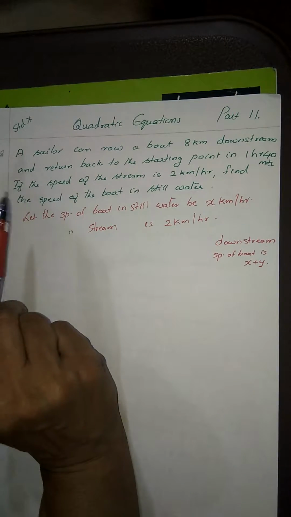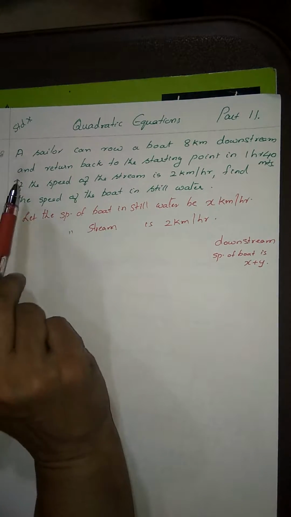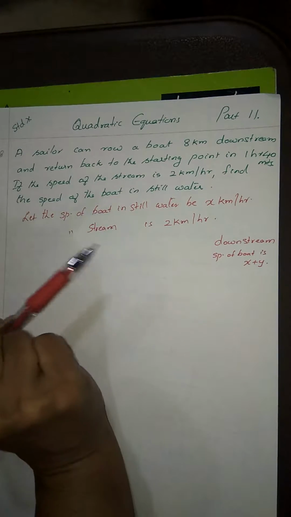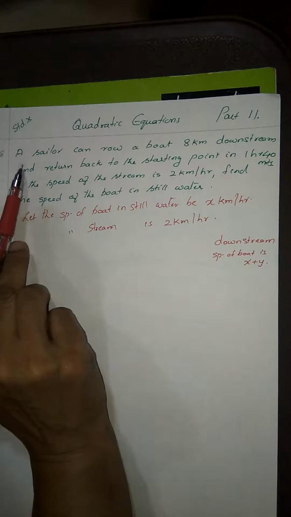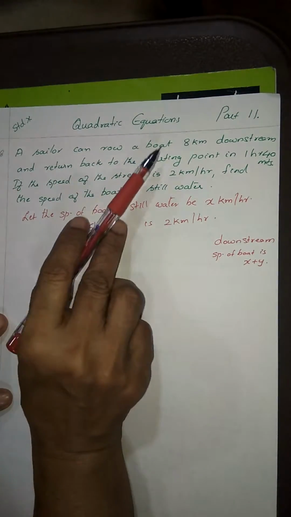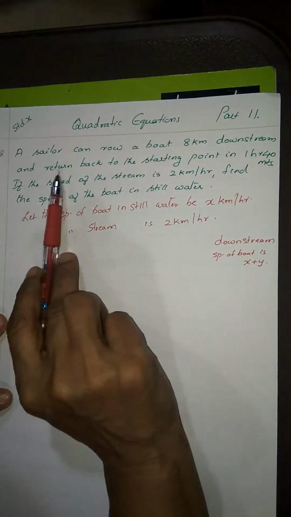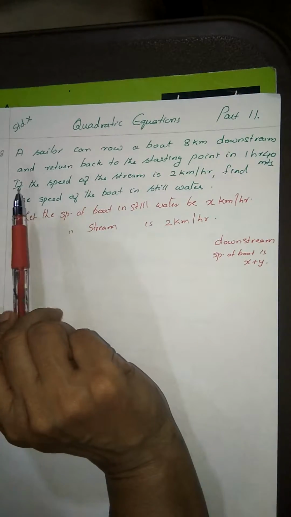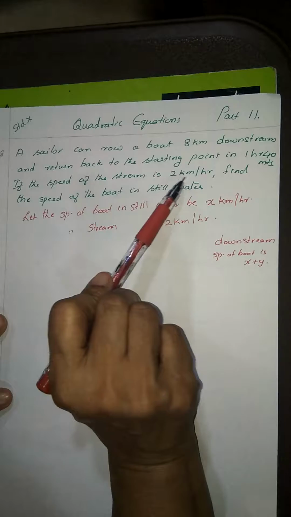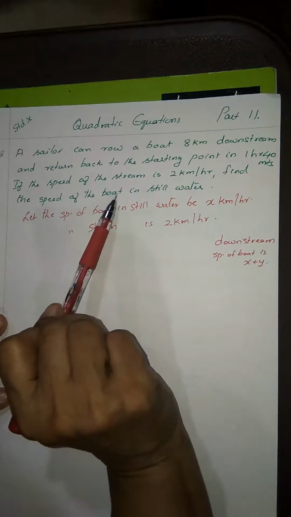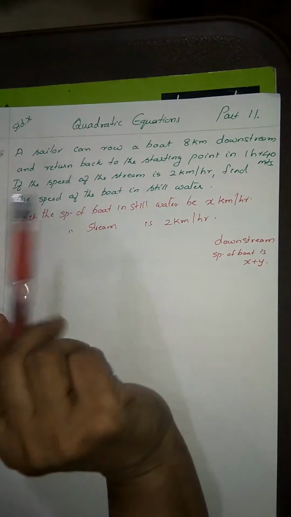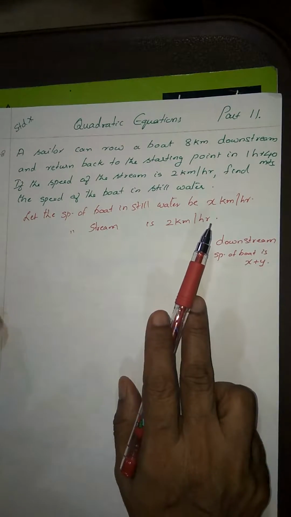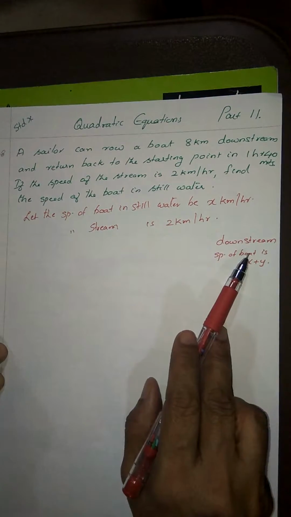The chapter is quadratic equations for standard 10. We are going to do one more problem on this upstream and downstream. A sailor can row a boat 8 km downstream and return back to the starting point in 1 hour 40 minutes. If the speed of the stream is 2 km per hour, find the speed of the boat in still water. So we learned the concept of this downstream upstream in our previous part.